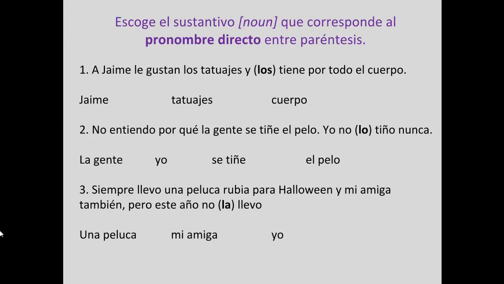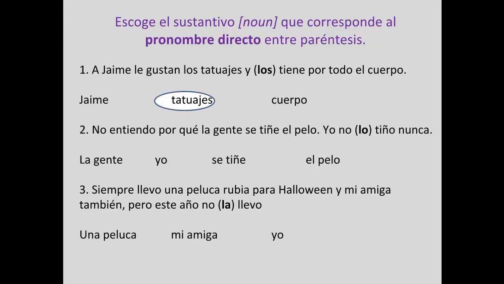After you have done that, let's talk about these three sentences on the screen right now. What we're going to do is choose the noun that corresponds to the direct object in between parentheses. So, a Jaime le gustan los tatuajes y los tienen por todo el cuerpo. Jamie likes tattoos and he has them all over his body. So you have to think, what is los referring to? Am I talking about Jaime, los tatuajes, or cuerpo? In this situation, it's tatuajes.